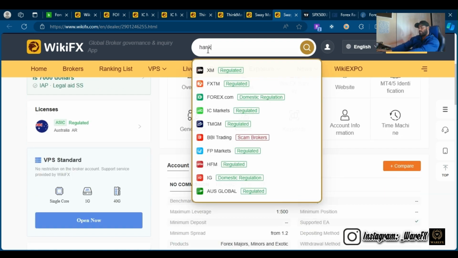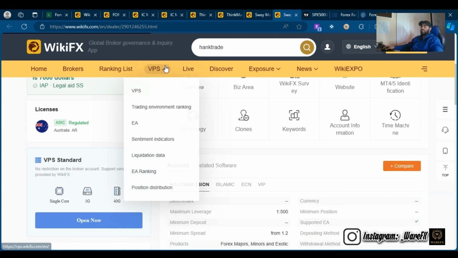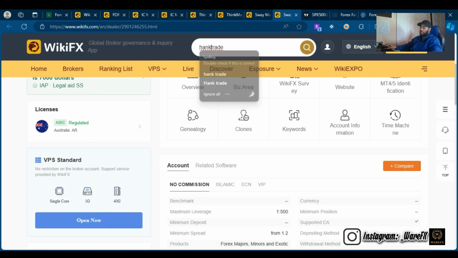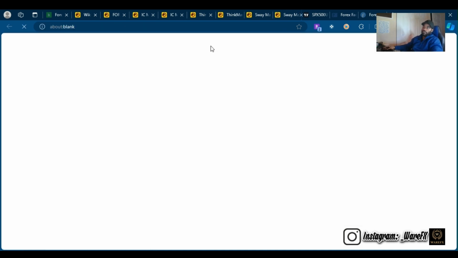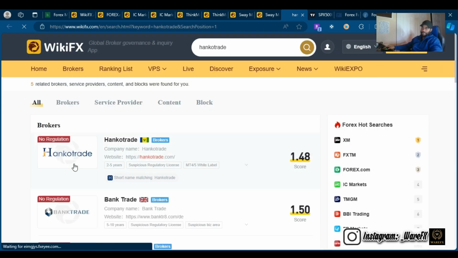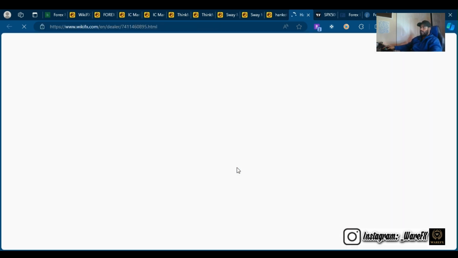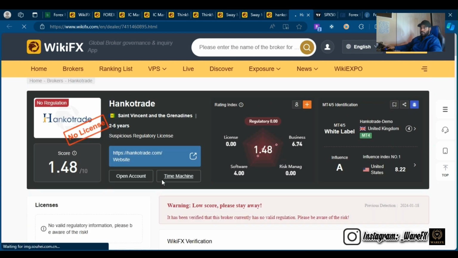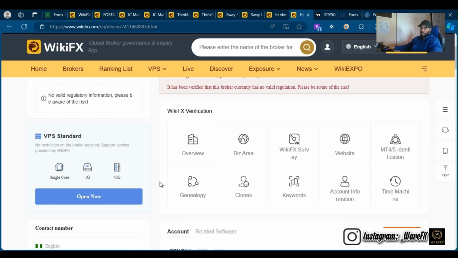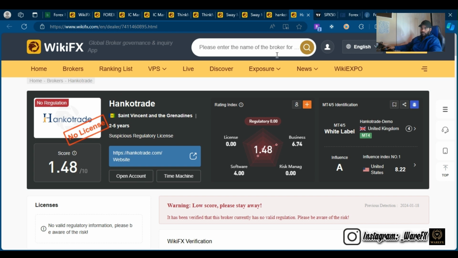Here's another one that I'm pretty sure you might be aware of. If not, the Tango Trade. Tango Trade is not regulated at all by anybody. So it's all really about what you want to do.